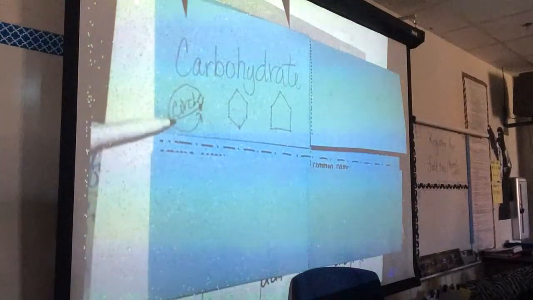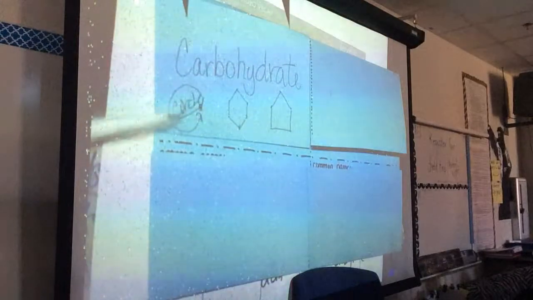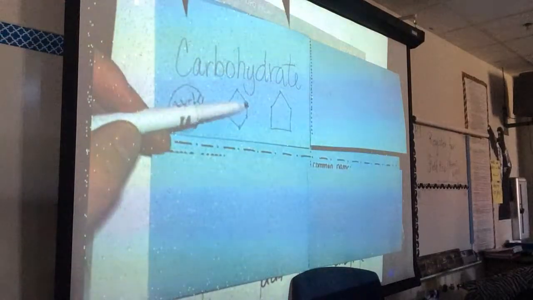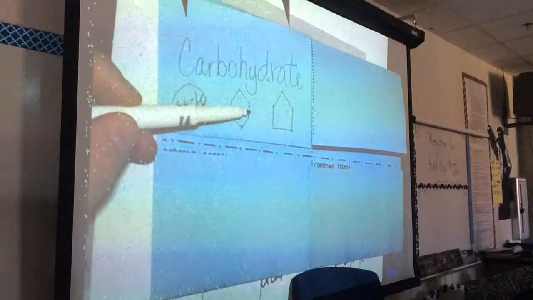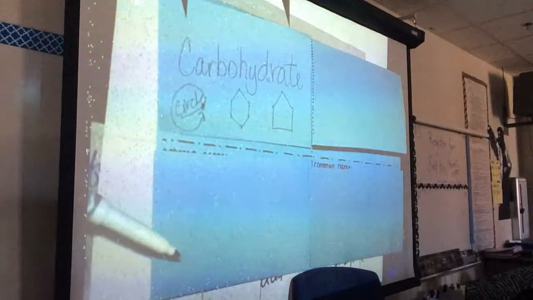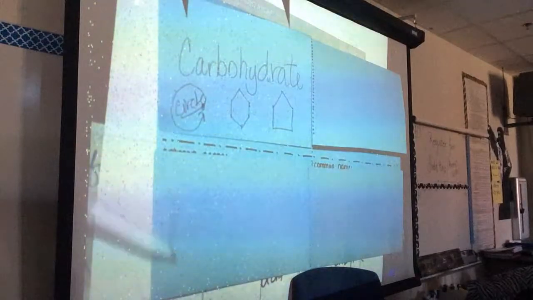That says circle, because when we talk about carbs, we say that if we pick one point, we can draw a circle all the way around the structure and get back to that point. All right, let's open it up.